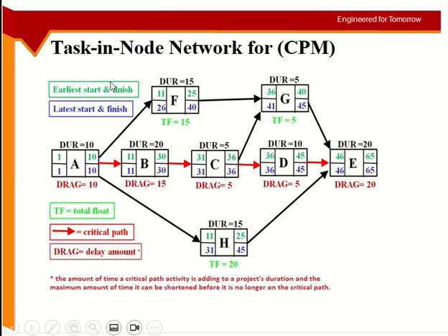So what does it mean? If I delay activity F by 15 days, it will not affect the last day of the project. The project will still finish on day 65. So total float shows you the amount of time you can delay the activity without delaying the last day of the project. And how do we get it? Late time minus early time, either late start to early start or late finish to early finish.